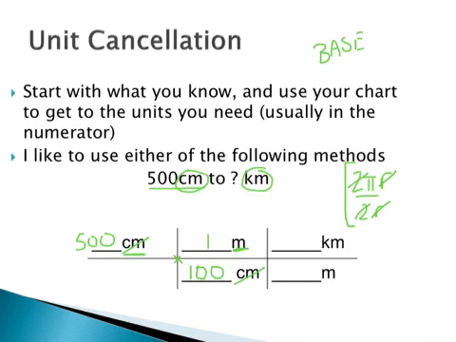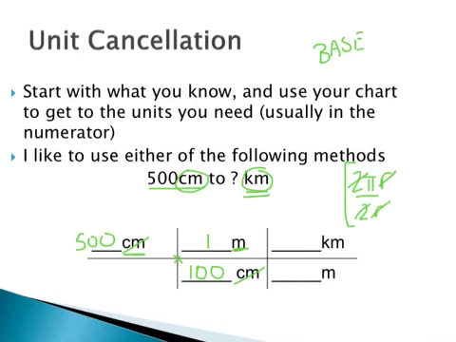And what I'm left with now, if I just look at what I have, is 500 divided by 100, and the only unit I have left right now is meters. Okay? So if you do the math right here quickly, that would give you 5 meters. But remember, our goal is to get to kilometers. So I need to do one more step. So I'm going to now go from meters to kilometers.